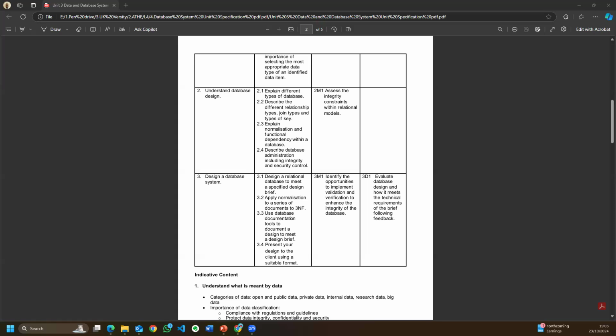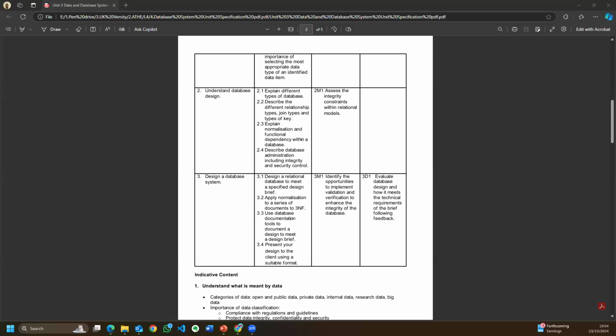We also explained normalization and functional processes, and we ended the session by looking into database administration. So in today's session, we're going to look into the design of a relational database to meet a specific design brief. We'll be presented with a scenario, and this is going to align with the requirements from our assignment brief.